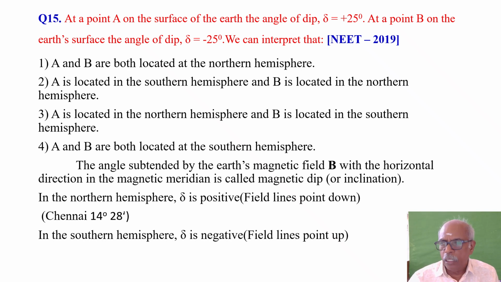What is the answer, sir? What is the angle of dip? Or you can also call this inclination. As far as terrestrial magnetism or geomagnetism is considered, we consider magnetic field, magnetic inclination, and magnetic declination, rather to say magnetic dip. So these are all the 4 important types. So the angle subtended by the Earth's magnetic field B with the horizontal direction of the magnetic meridian is called magnetic dip or magnetic inclination. In the northern hemisphere, delta is positive because the field lines point down.